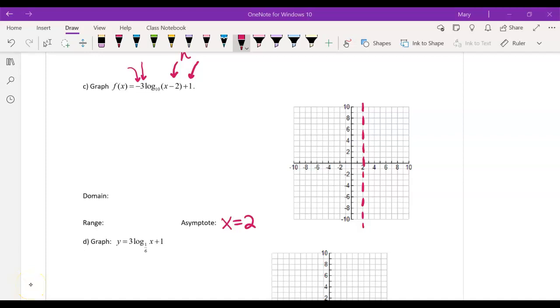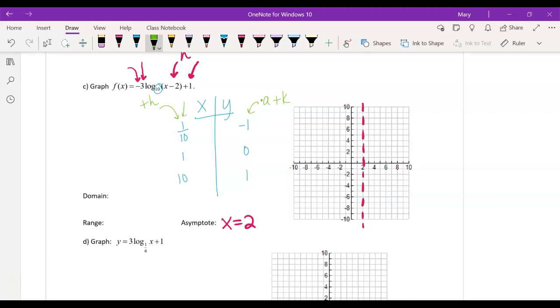So now we actually have to create our table of values. So we're going to do our x and our y. Our base for this problem is 10. So our x values are 1/10, 1, and 10. Our y values are -1, 0, and 1. For your x values, you always add h. For your y values, you always multiply by a and then add k.